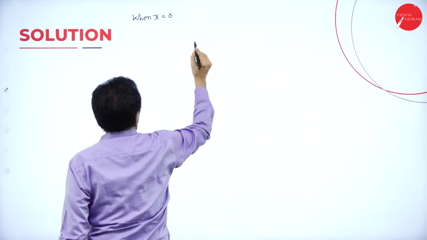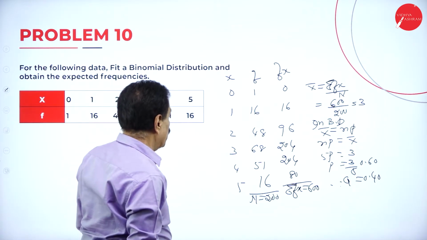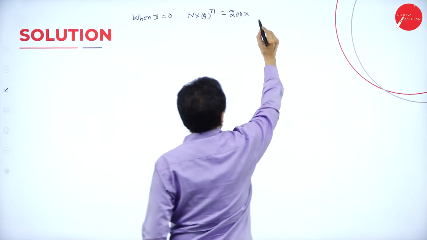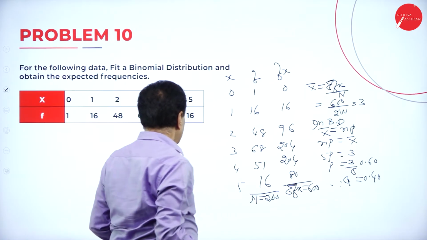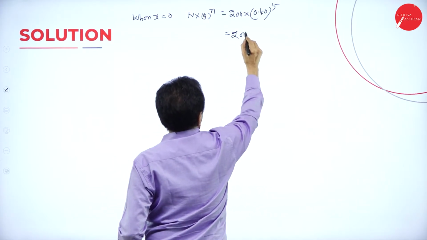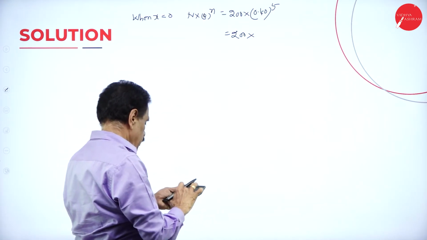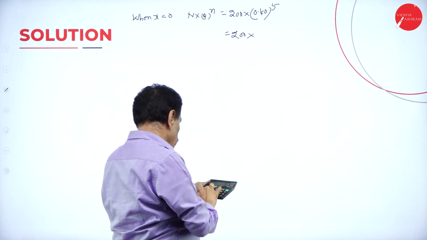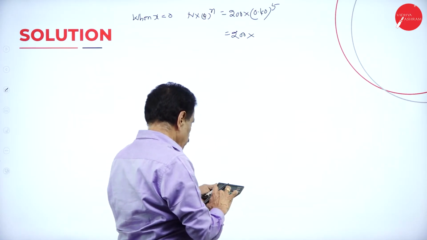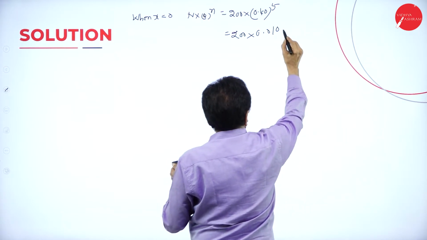Then we'll move on now. x is equal to 0. Formula n into q to the power of n. What's your n? Frequency total 200. What's your q? 0.40, to the power of, how many items are there? 5. Here, 200 into 0.40 into 0.40 into 0.40 into 0.40 into 0.40. This is 0.01024.